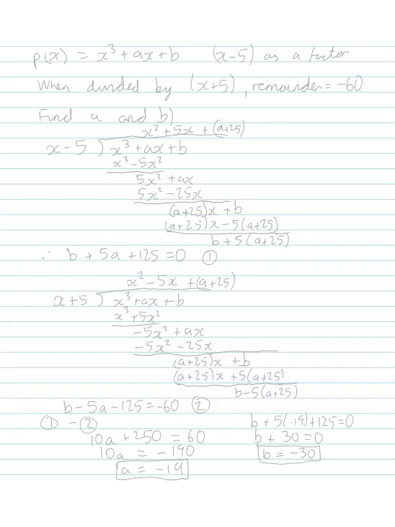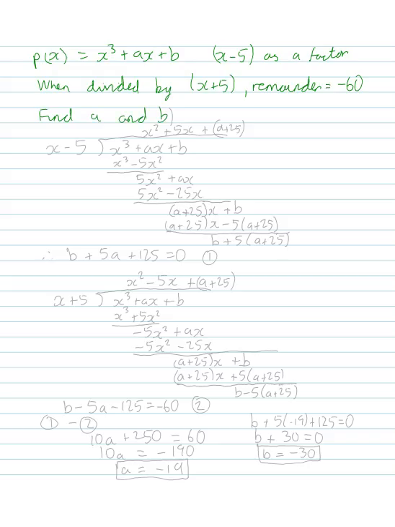Okay, the next polynomial question has P(x) equal to x cubed plus ax plus b. It has x minus 5 as a factor, and when it's divided by x plus 5, the remainder is negative 60. Okay, and then it asks us to find the values of a and b. So find a and b.